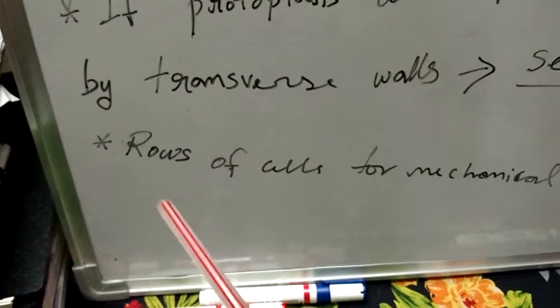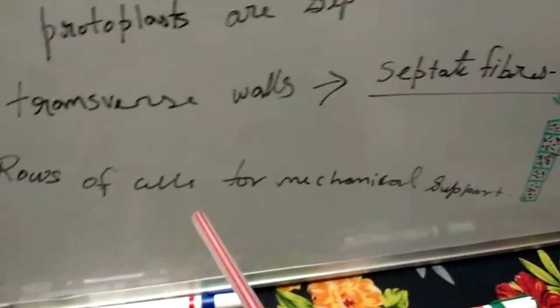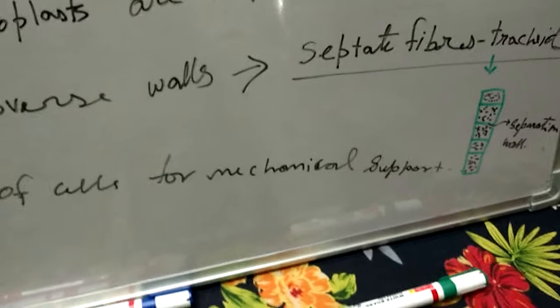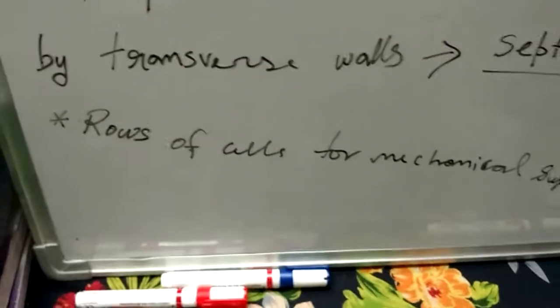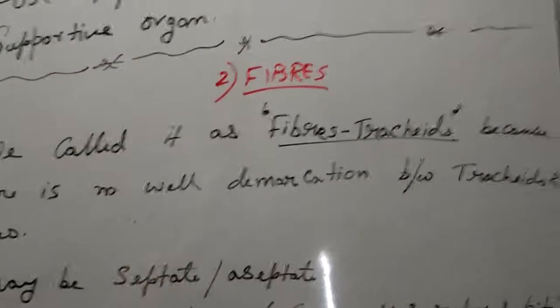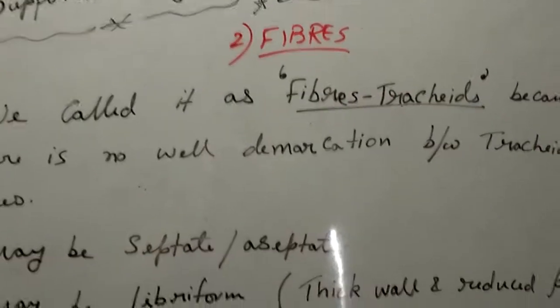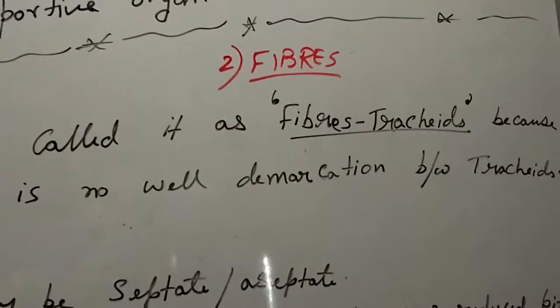The final point here, the cells of fiber tracheids are present in rows and they are meant for mechanical support. So the main function of fiber tracheids is basically mechanical support, and the cells are present in several rows. So I have discussed two main components of xylem, and in my next video I will deal with the remaining three components. Thank you.